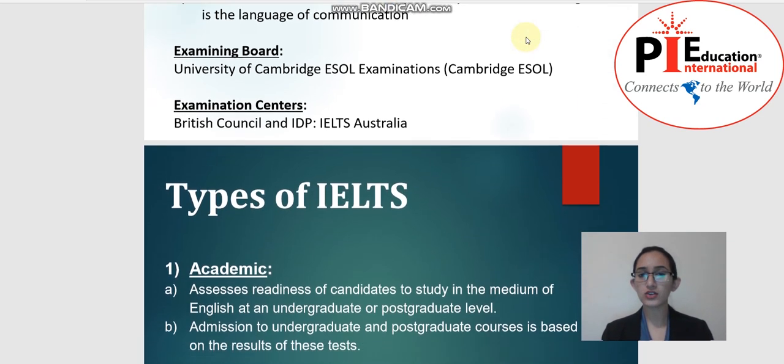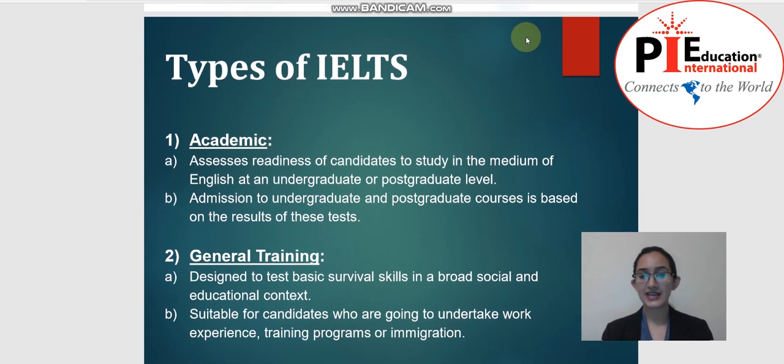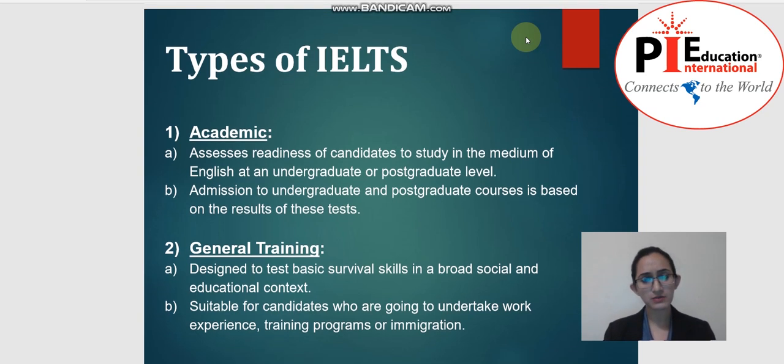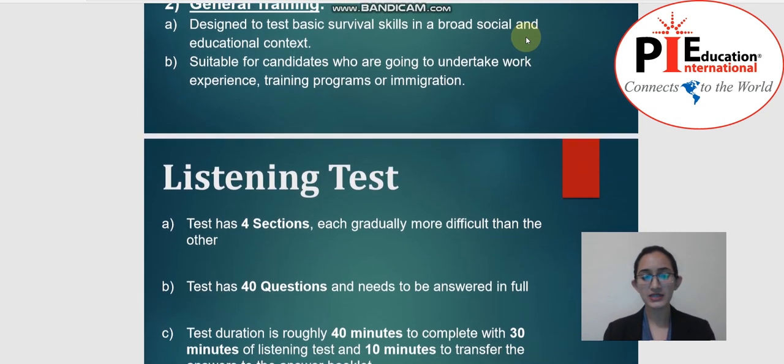So now let's take a look at the types of IELTS. Those who want the IELTS examination for immigration or job purposes must give the General Training IELTS. And those who want to go abroad to an English speaking country for study purposes, you will have to give your Academic IELTS. So there's a small difference between these two exams, which we'll take a look at in detail in a bit.